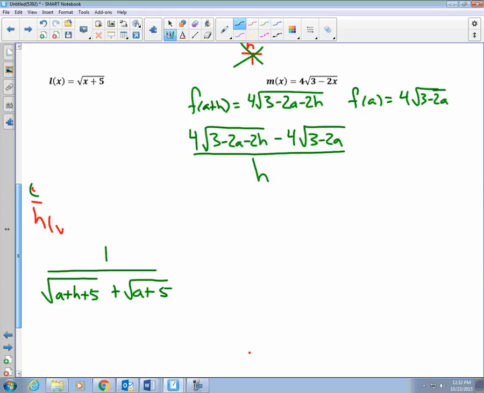If I want to multiply by the conjugate, the only thing that changes is the sign on the end term. So it's this that changes to plus. Everything else stays the same. So 4 roots of 3 minus 2a minus 2h minus 4 roots of what plus? Thank you.